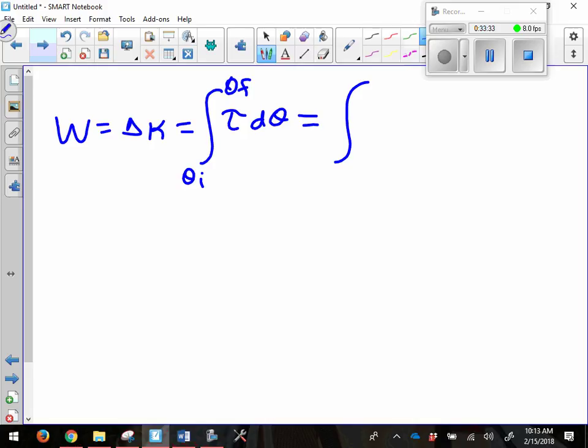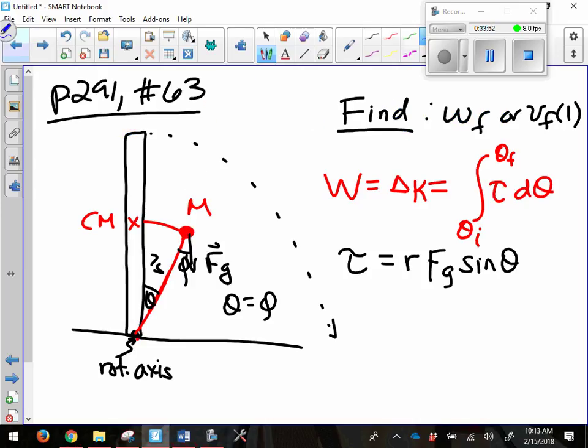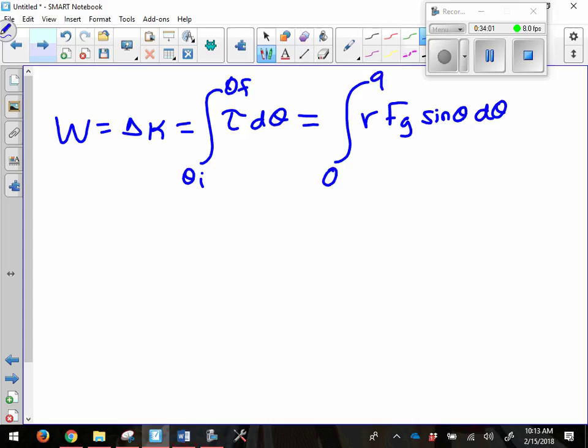Well, now I'm going to substitute in for tau, so I'm going to have r Fg sine theta d theta. But what are my limits of integration going to be? Well, what's my initial angle? 0. And what's my final angle? 90. Okay, so I'm going to go from 0 to 90 degrees, 0 to pi over 2 doesn't really matter, because in this case, the angle is just an angle. It's not going to be part of angular acceleration or angular velocity. It's just an angle.